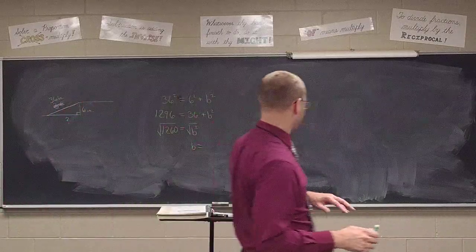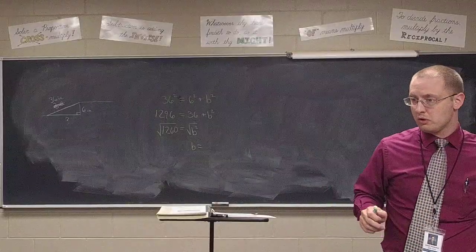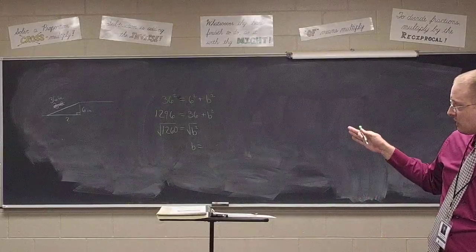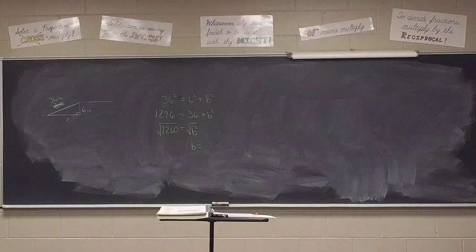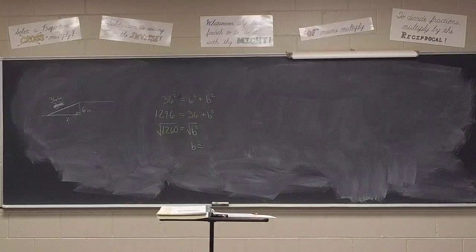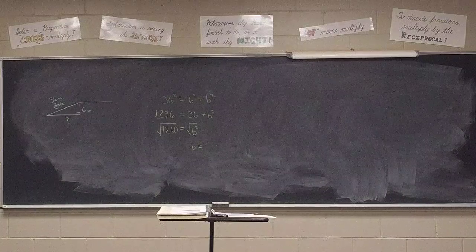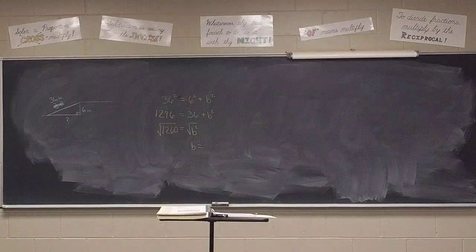All right, I got 30. Oh wait, no, that's the 1,296. 1,296, which should be 36 squared, correct? Oh, yeah. Minus the 36. Did you ever subtract the 36 away? I did. Take the square root of 1,260 again.